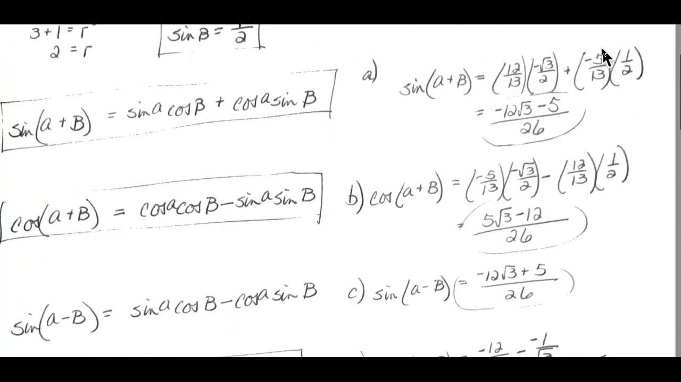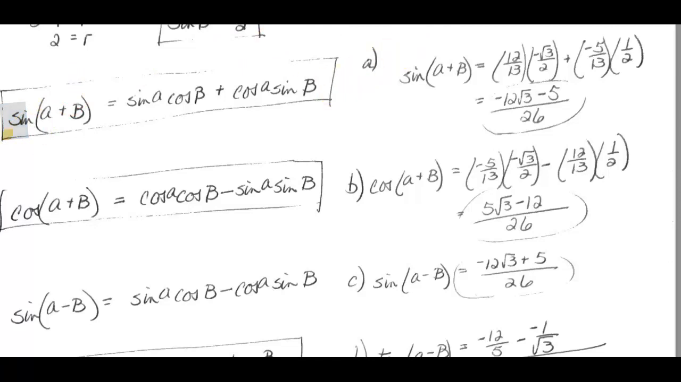So to do that, the first problem was to find the sine of alpha plus beta. To do that, we have a rule, and our rule is the sine of alpha plus beta. That starts right here. This is our rule. Let me see what we can highlight that with.